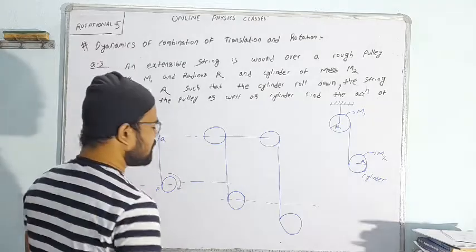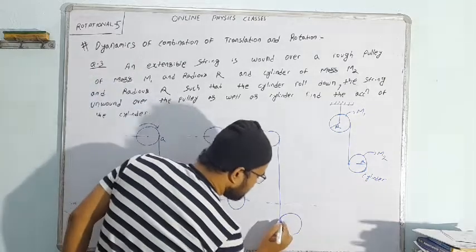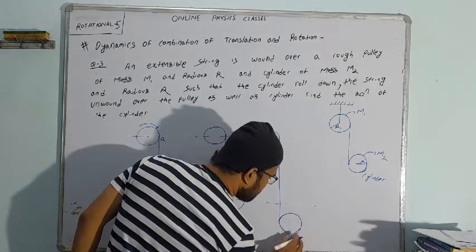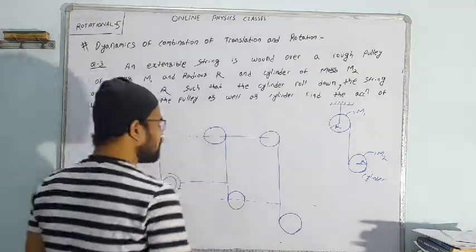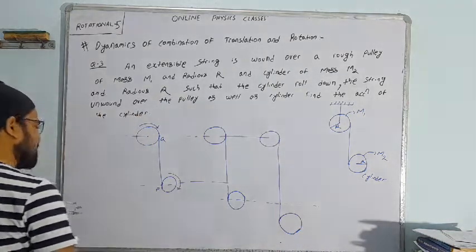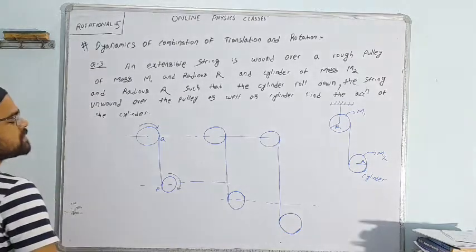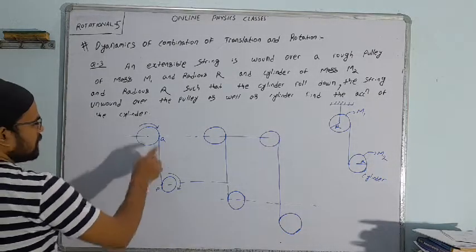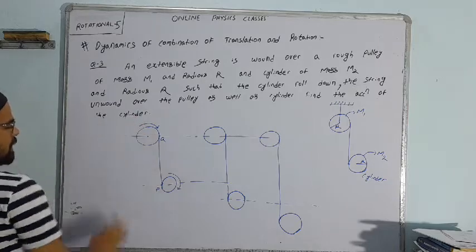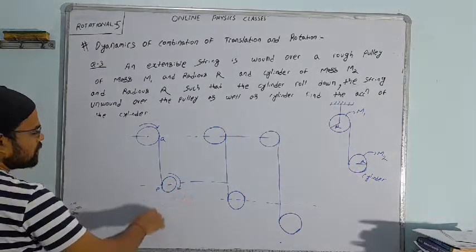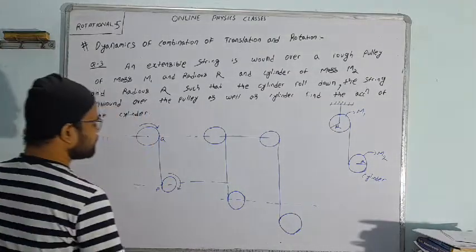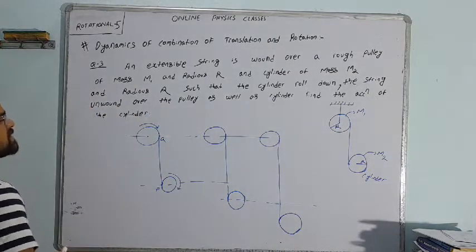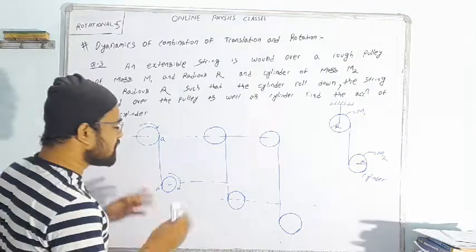Now you can see what is happening in this case. We can say the pulley will rotate at a fixed point, but the cylinder will rotate and also go with translational motion downward. So please analyze the figure and visualize the concept.